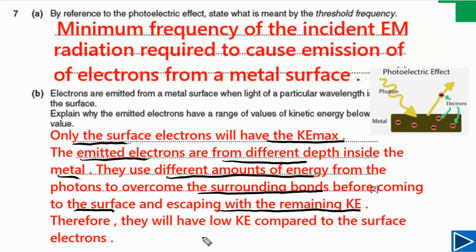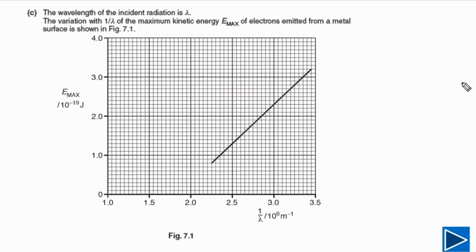As WF, we have already mentioned. So they have low kinetic energy compared to the surface electron, and for the surface electron we say they have maximum kinetic energy. For part C, simply we need to understand this graph. As you can see here, on the y-axis we have maximum kinetic energy, and on the x-axis we have 1 over lambda.